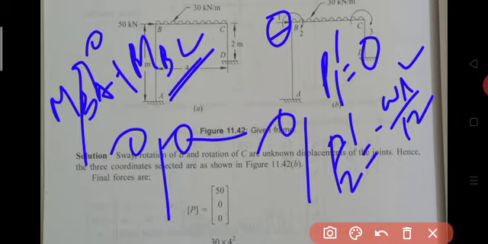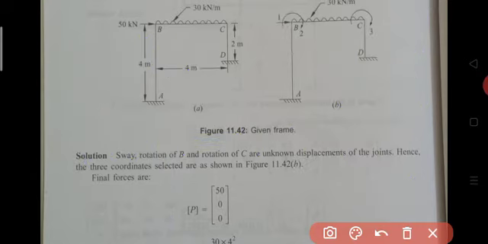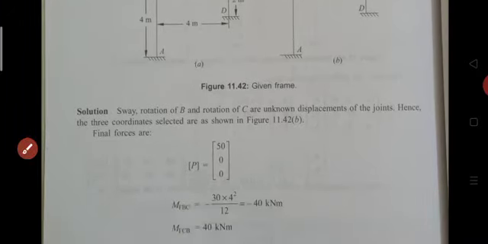Then P3. Our third assigned direction is a moment, a rotation, so we apply a moment at joint C. What is the moment induced at joint C? It is again a junction of two members, one is CB and another is CD. Therefore its moment is MCB plus MCD. Put MCB equal to WL square by 12 and MCD equal to 0, and you get this end moment.